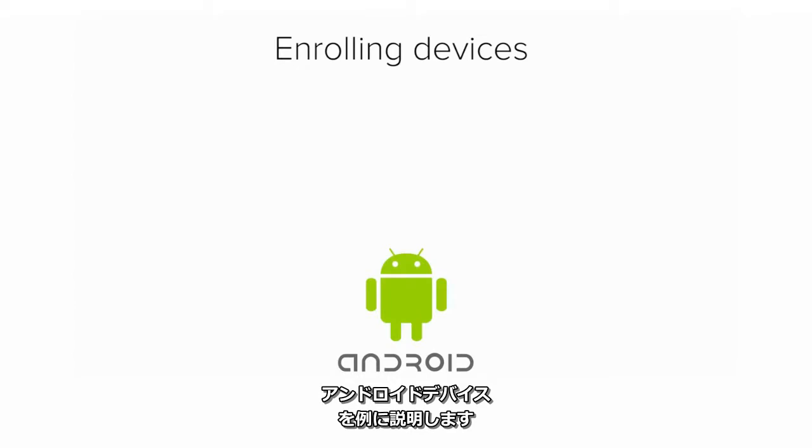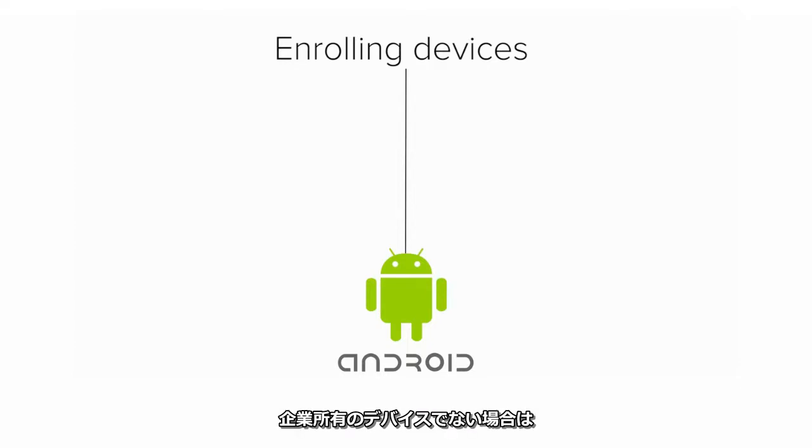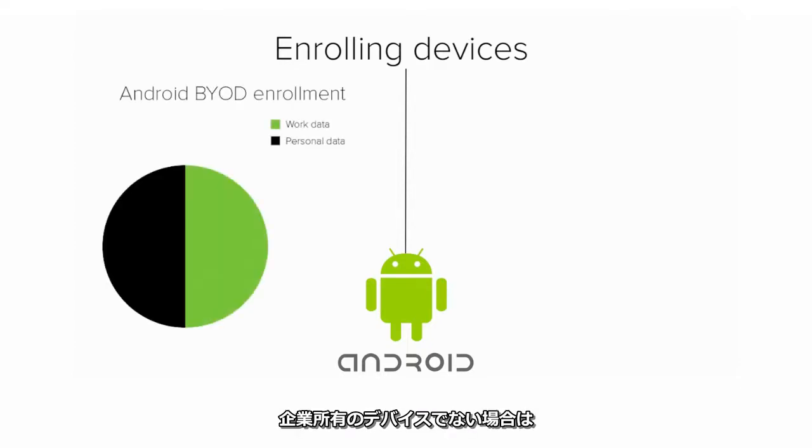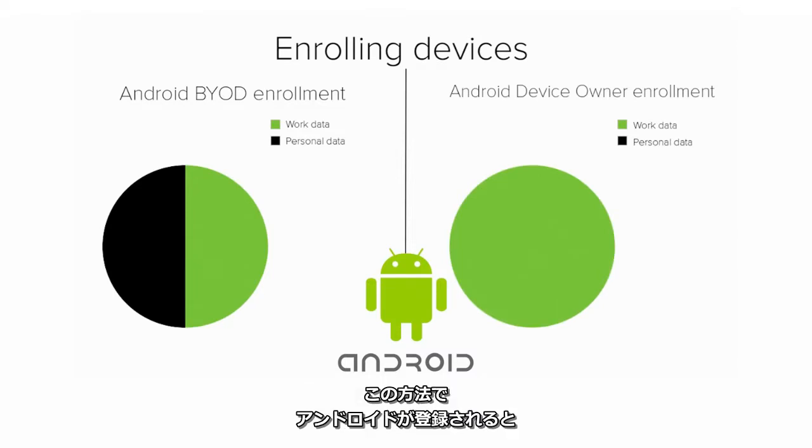For example, Android devices. For Android, there are two main ways you can be enrolled. If the devices are not owned by your organization, you will likely want to use the BYOD, or Bring Your Own Device, enrollment method. In the Android BYOD enrollment method, the devices utilize containerization to separate the work data from the pre-existing personal data. For tighter control, there's also the device owner enrollment. When the Android device is enrolled via device owner enrollment, the device's entire storage becomes the work container. This allows your Meraki dashboard to fully control the apps and restrictions on the device.